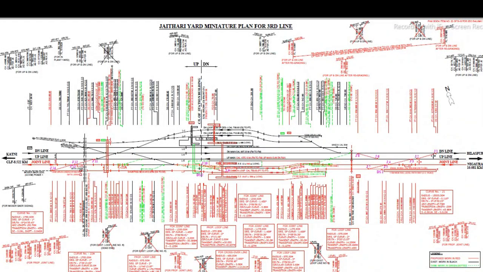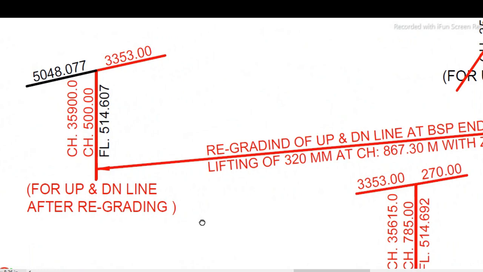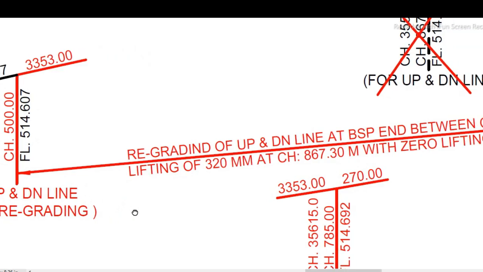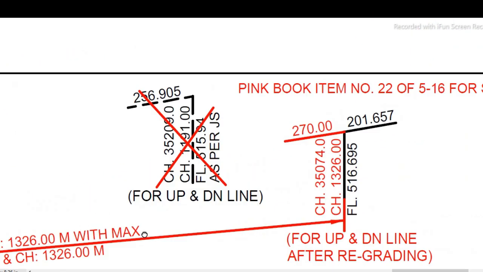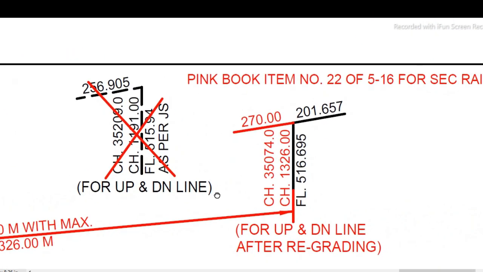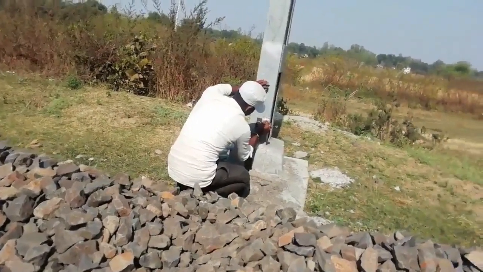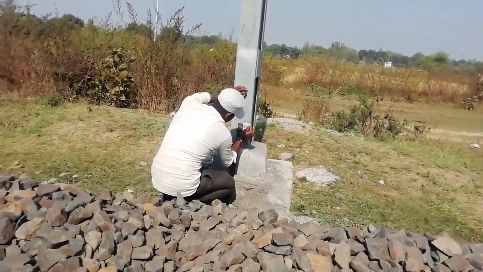Due to provision of new emergency crossovers, length of yard has been increased, resulting gradient of either side of yard required to regrade as per the site conditions. Next, works involved for regrading in existing tracks.